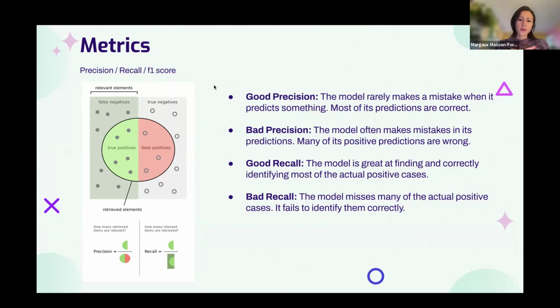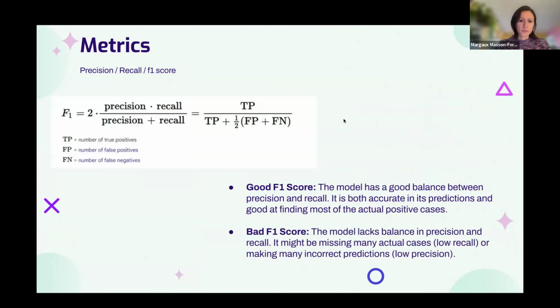Then the recall metric is when it's good, the model is great at finding and correctly identifying most of the actual positive cases, but when it's bad, it's failing to identify them correctly. So it's missing a lot of true labels. So this one is also bad because we might be missing really important information, but at least we're not over predicting things. And then the F1 score is sort of a combination of precision and recall.